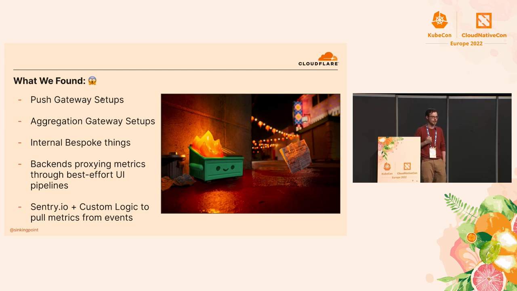We had push gateway setups where teams weren't using counters. We had aggregation gateway setups where teams weren't using gauges. We had one team that had built this weird Frankensteinian monster of a binary that combined the two into one and had weird routing logic to route different metrics to different gateways. That was actually very interesting. We had metrics that were being tromboned back through internal UI pipelines. We had teams that had built custom logic on top of Sentry to pull time series metrics. There was really no consensus about where we could go.